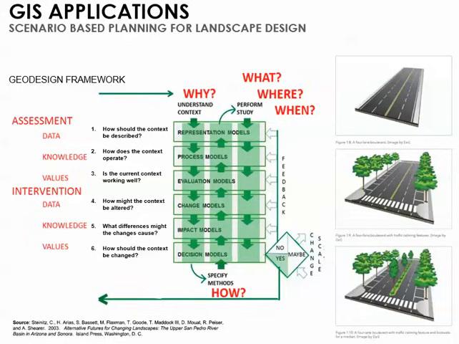GIS is also a very important tool in landscape design and landscape analysis. So landscape architects, in this course, this is something that I strongly recommend you take very seriously. It's a very important part of your field of study. GIS is a great tool to help you understand the context. How does it operate? Is it working well or not? What is the process that we can take that might alter the context? And what differences might the changes cause, and how should the context be changed?